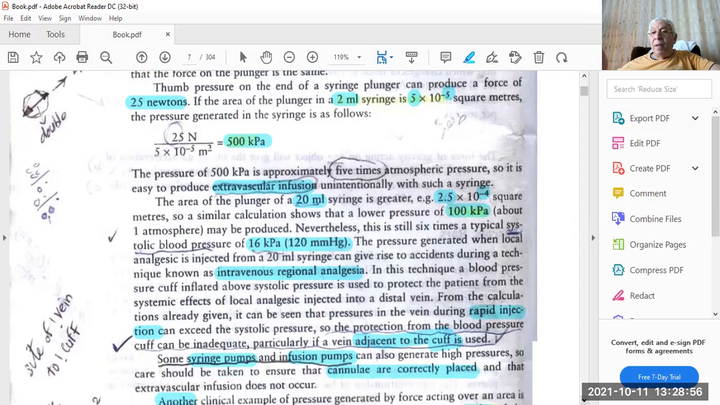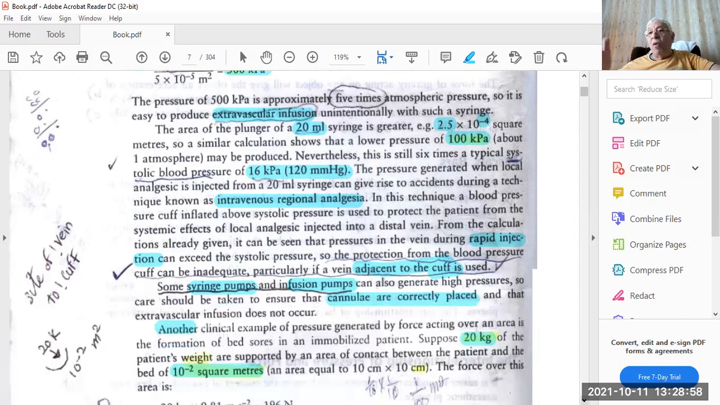Of course, this must also be applied on syringe pumps and infusion pumps. We must be assured that the cannula is strictly in place, otherwise the fluids can rupture the vein and cause problems.